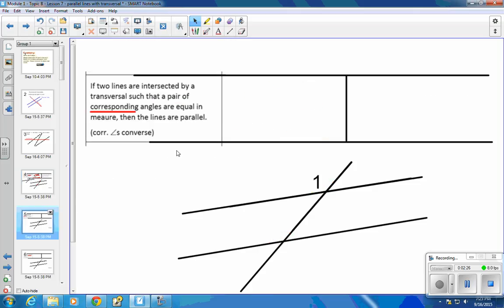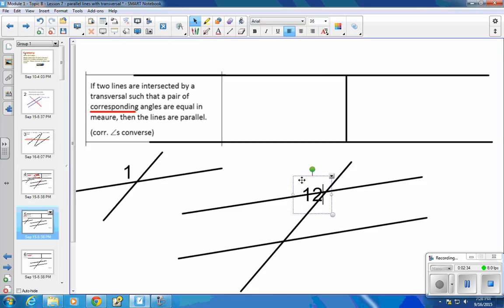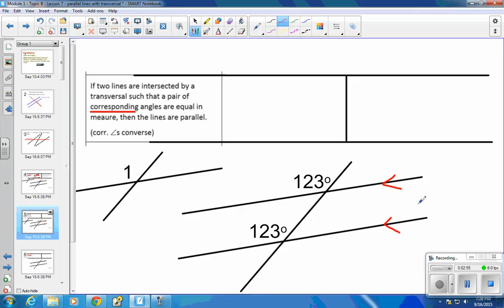The next one down is basically just the opposite. If we don't know that the lines are parallel, and we know that this angle down here is the same as this angle up there, so we know that this is 123 degrees. Well, let's make that 123 degrees. And if that's 123 degrees, and this one's also 123 degrees, it's given to us in the picture, then we know that these two lines have got to be parallel. And we put the little arrows on the lines to signify parallel.